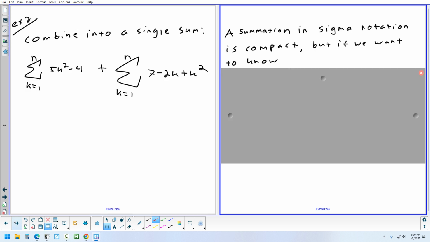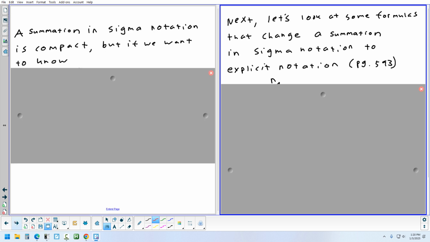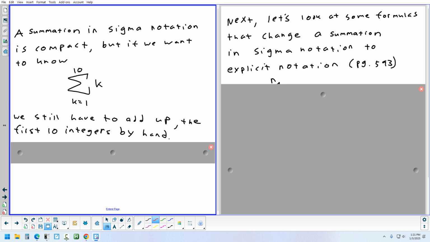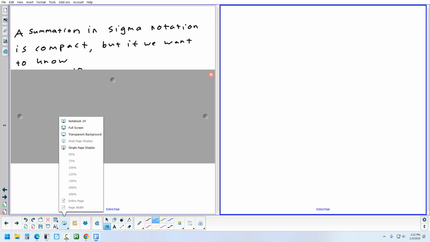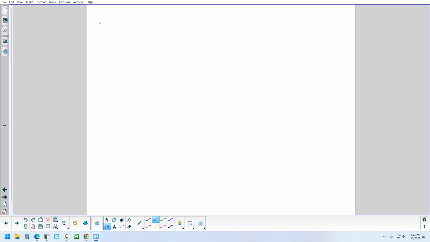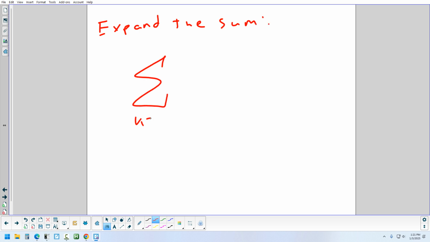All right, let's try one more of those and let's try it in reverse. So, expand the sum. I'll tell you where to start. I'm going to tell you where to stop. And I'm going to give you a formula to generate all the terms.